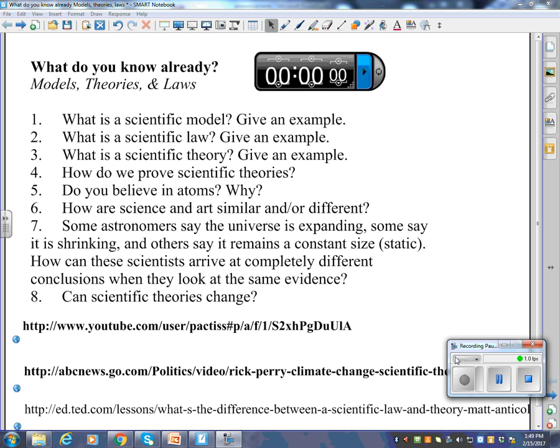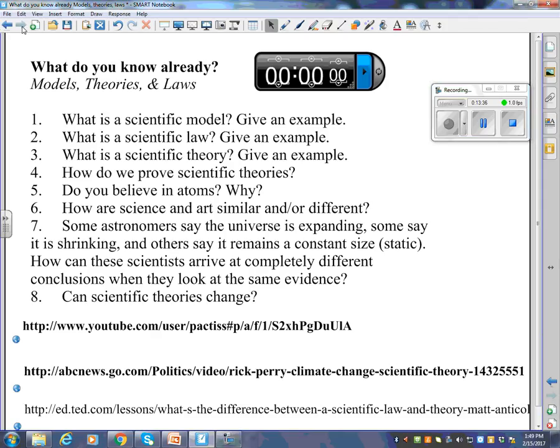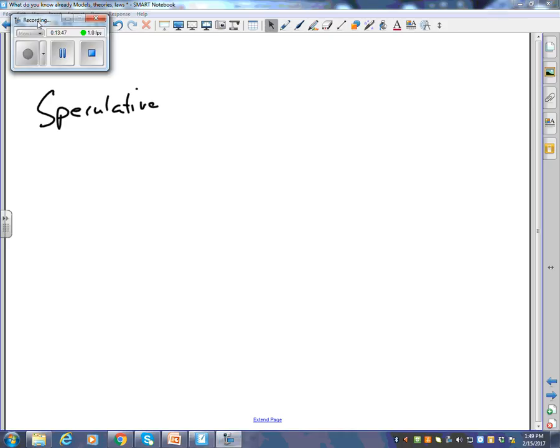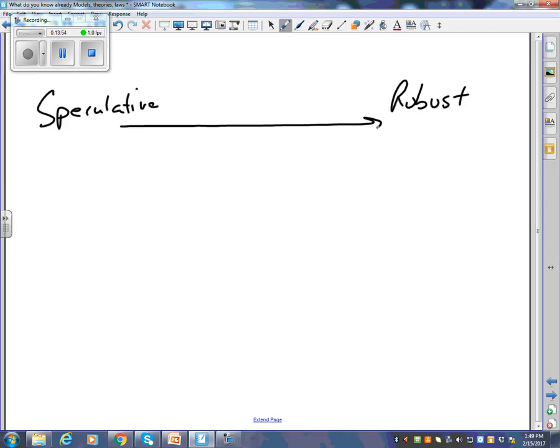You guys should be telling me to hit record here because AJ's at home and he's trying to listen in on this. I want you to write down this. Speculative and robust. Speculative and robust. And this is called a spectrum. A spectrum is like a scale, like from 1 to 10 kind of thing, you know. So these are different types of theories. Speculative theories and robust theories.